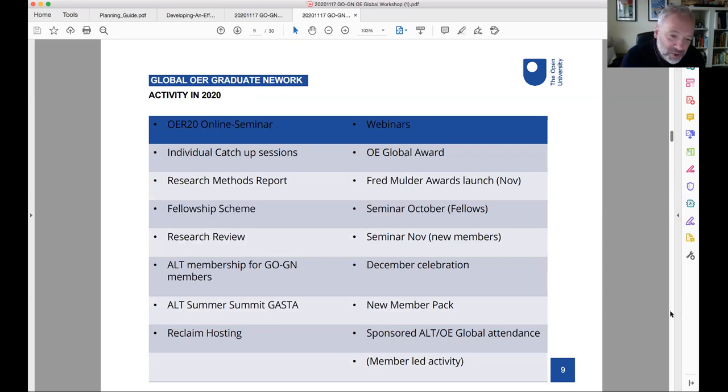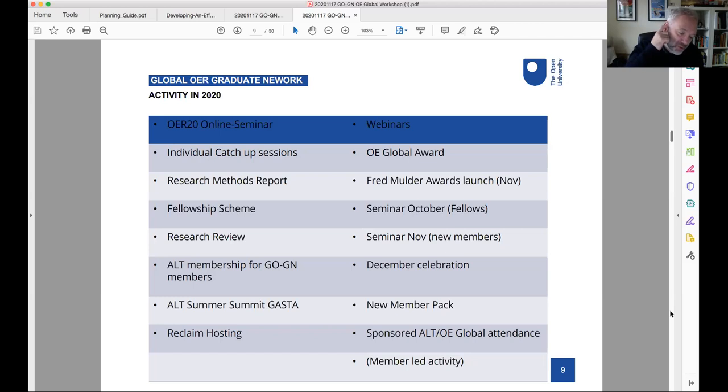And then along comes 2020. So the plan was that we were going to come to Taiwan and bring people there and have a nice time and everything. And also we were planning to have a one-day smaller seminar associated with OER20 in London. But of course, then the pandemic hit. So we've been trying to change what we do slightly this year. We ran that OER20 seminar online, a one-day seminar.